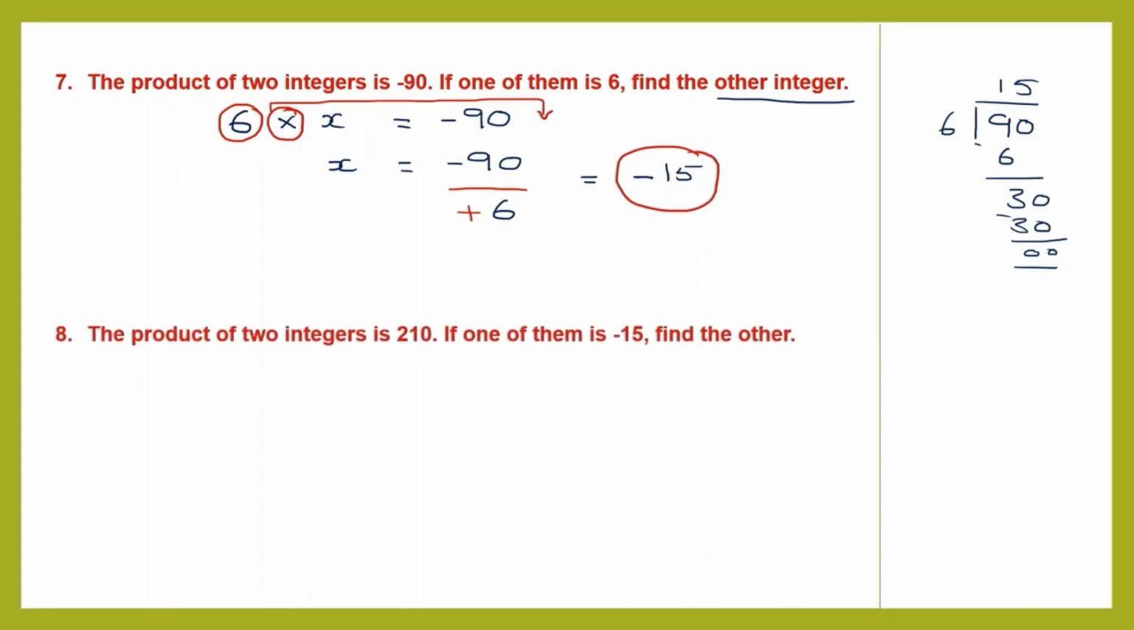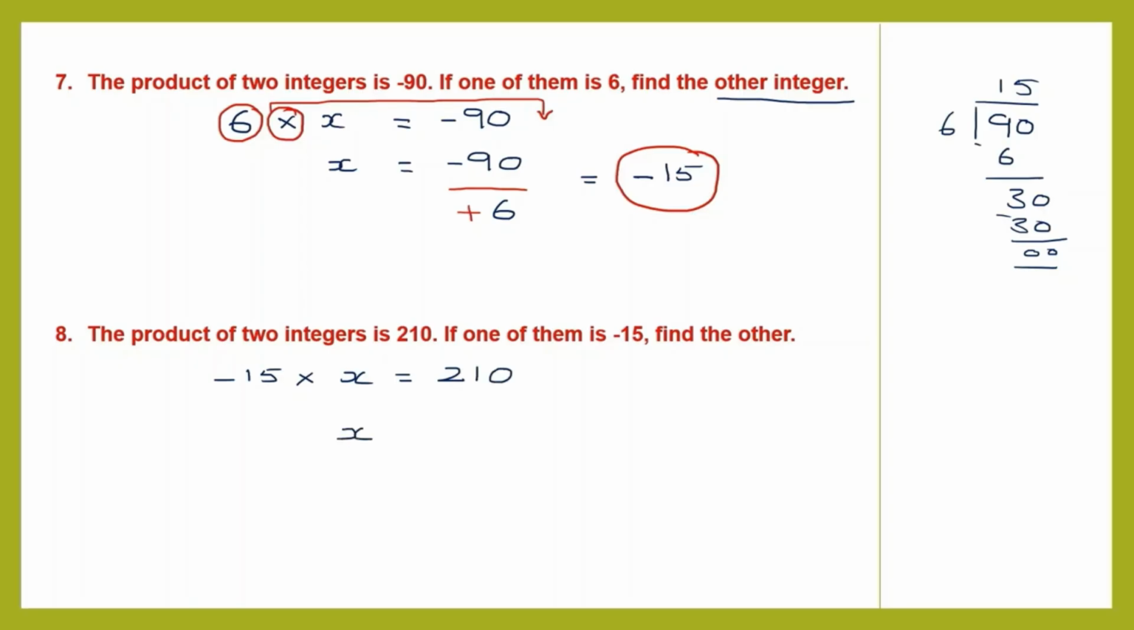Question 8. The product of two integers is 210. That means when you multiply two integers, your answer will be 210. And if one of them is minus 15, find the other. So we're going to multiply two integers. One is minus 15, we have to find the other, just like question 7. So let's write that down. Minus 15 into x. We'll call the other integer x. When you multiply, the product is 210. So we need to find x.